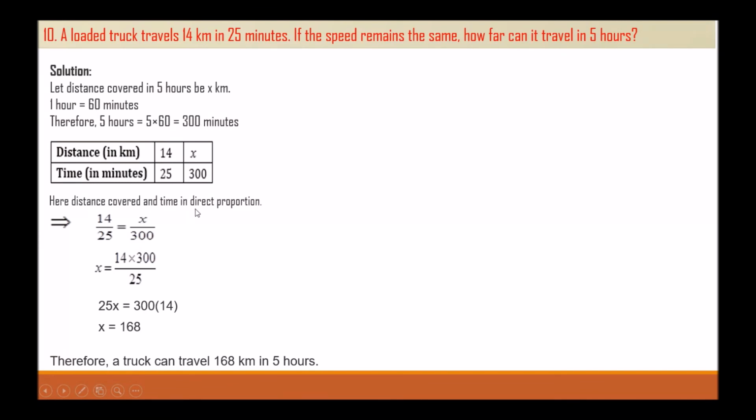So distance covered and time are in direct proportion. So 14 upon 25 equals x upon 300. We will do the cross multiplication. So x equals 168. Therefore a truck can travel 168 kilometers in 5 hours.